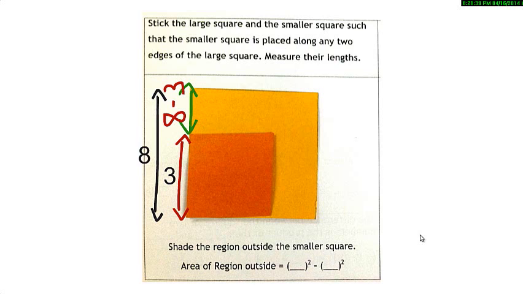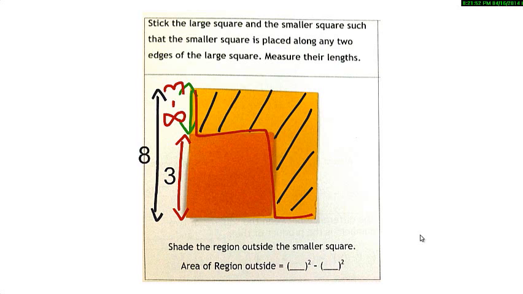Now, shade the region outside the small square but inside the large square. So I have shaded this region. Do you find an L-shaped region that you have shaded? What does this region represent? Is it not the area of the larger square minus the area of the smaller square? That is, is it not 8 square minus 3 square?